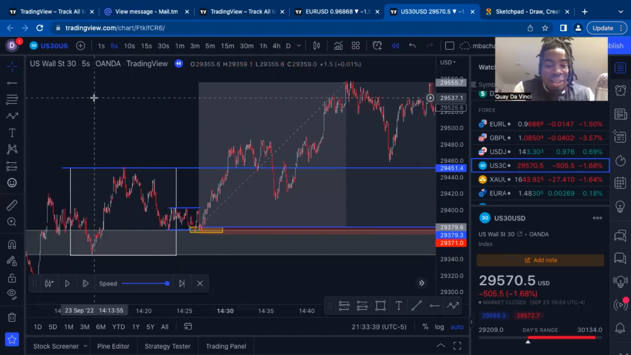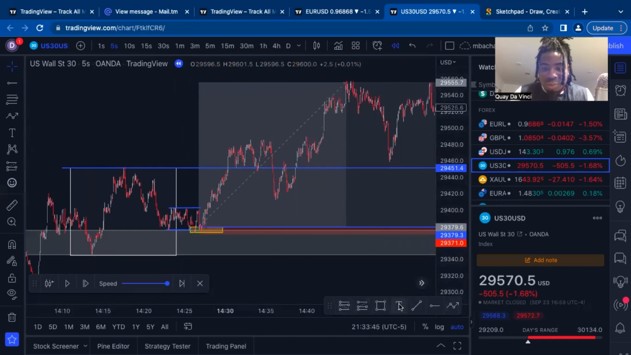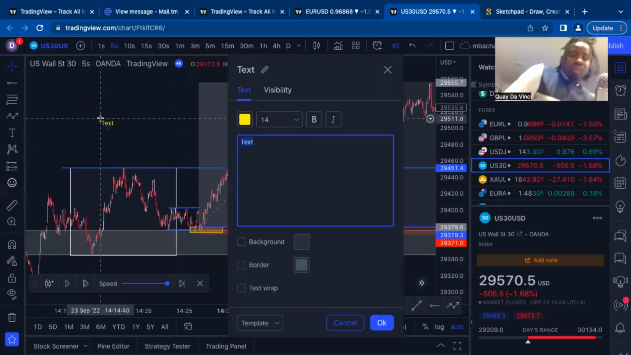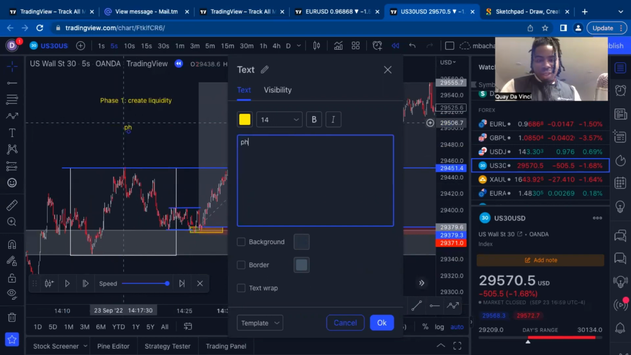Anyways, man, like I said, as long as you understand them 4 phases, man, I'll write them down for the people who need it. I'll write them down right quick. Phase 1, create liquidity. So we seen phase 1 right in here. Phase 2, take liquidity.